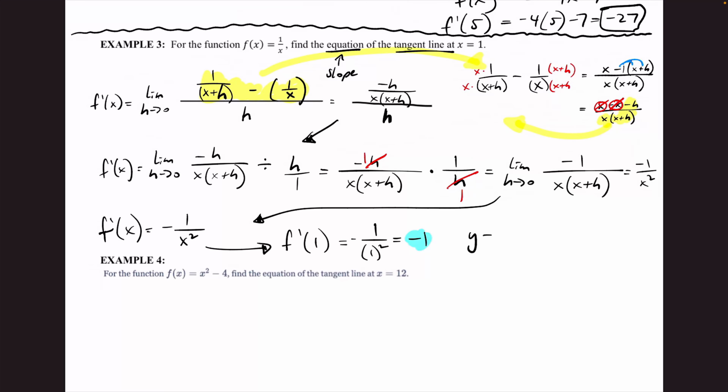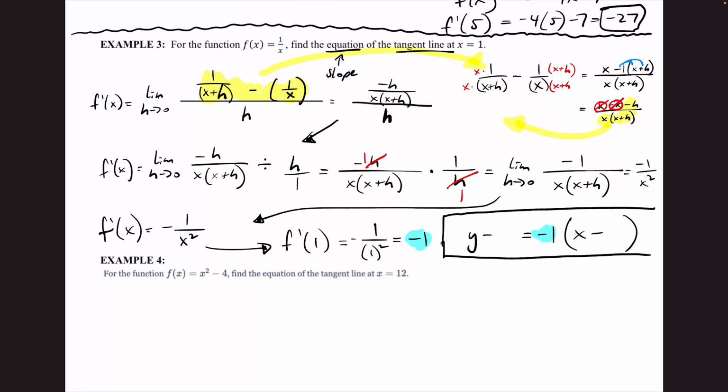So y minus, so the slope goes there. This is going to be my finished answer here. Not done yet because I have a few blanks, but that's going to be my finished answer, which I'm using point slope form. Point slope form means I need a point, I need a slope. I got the slope, negative 1.